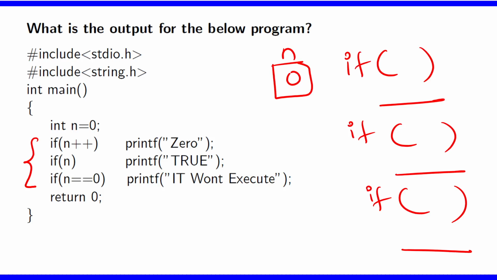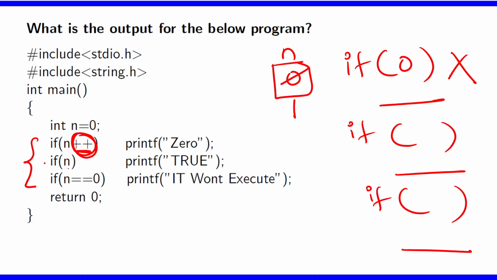So first one, if n plus plus, right? This is n plus plus. It is post. Post means you should not do it now. You should do it later. So first take the value of if of n. n is 0. So if of 0 means false. We won't execute. But before you go to the next if condition, there is a plus plus pending which you have to complete. Because of this, n becomes 1.